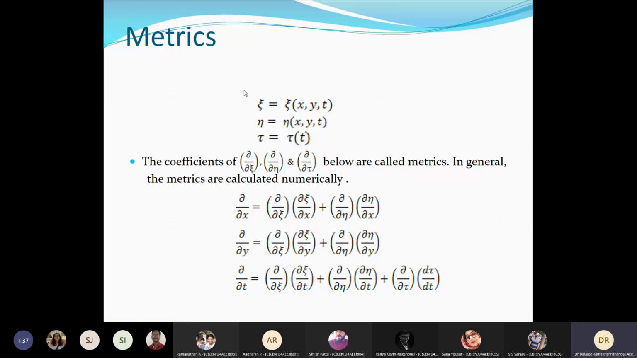Then we will say ∂/∂t, again the same thing, ∂/∂ζ into ∂ζ/∂t plus ∂/∂η into ∂η/∂t plus ∂/∂τ into dτ/dt. Because τ is now a function of only one variable t, dτ/dt is actually 1. So you can straight away say ∂/∂τ. Well, this is the most general case. As usual, we'll simplify so that the headache becomes less.